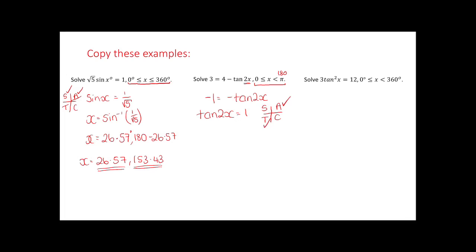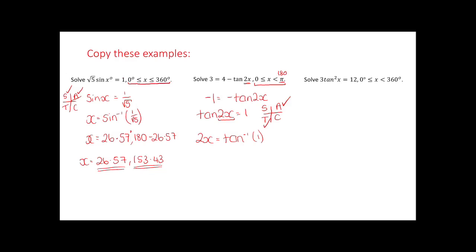Now, that 2x, we do treat it a little bit differently. So when we're looking for our x values, to start off with, we're actually looking for 2x. So 2x is going to be tan inverse of 1. Now, important in this question, the question references radians at the start, which I've already mentioned. That means that your answers should be in radians.